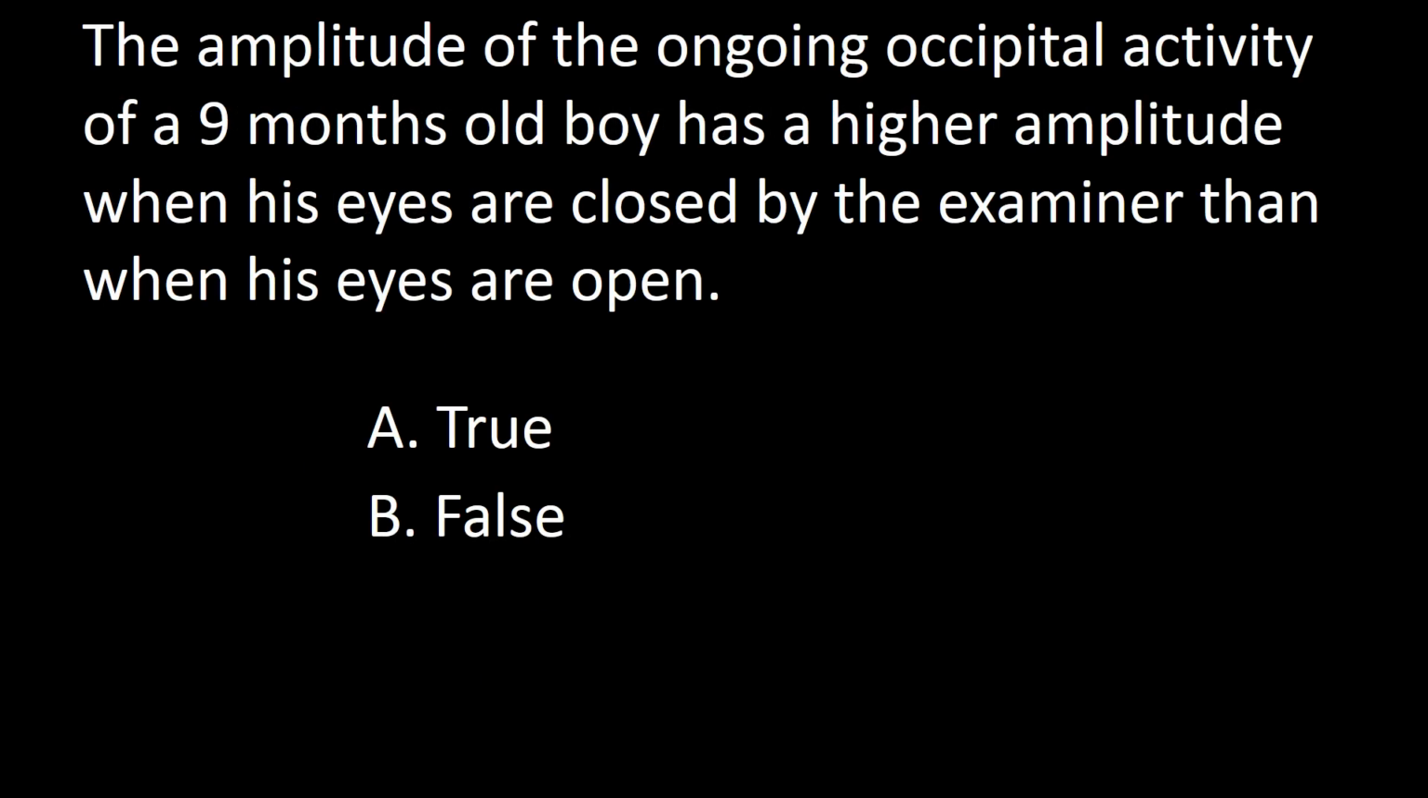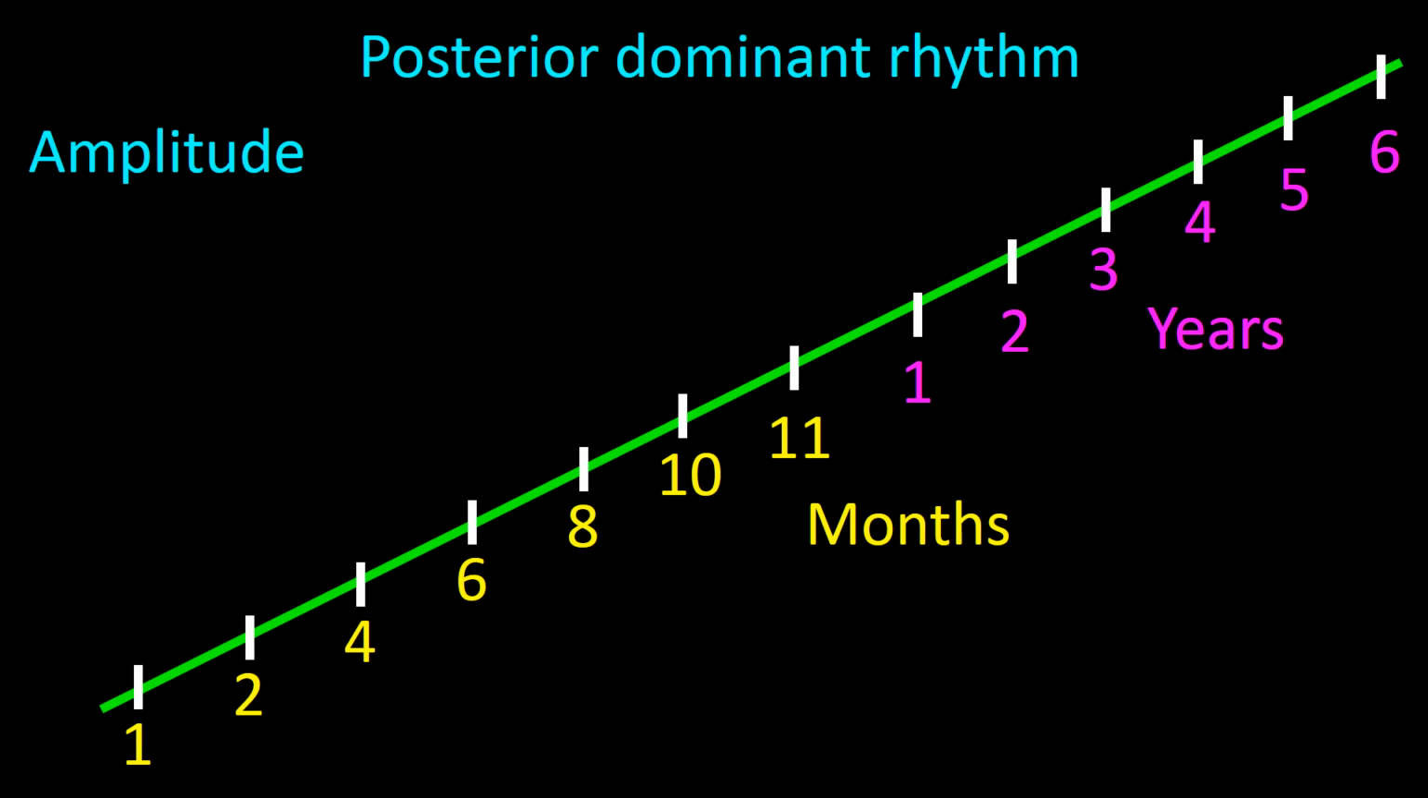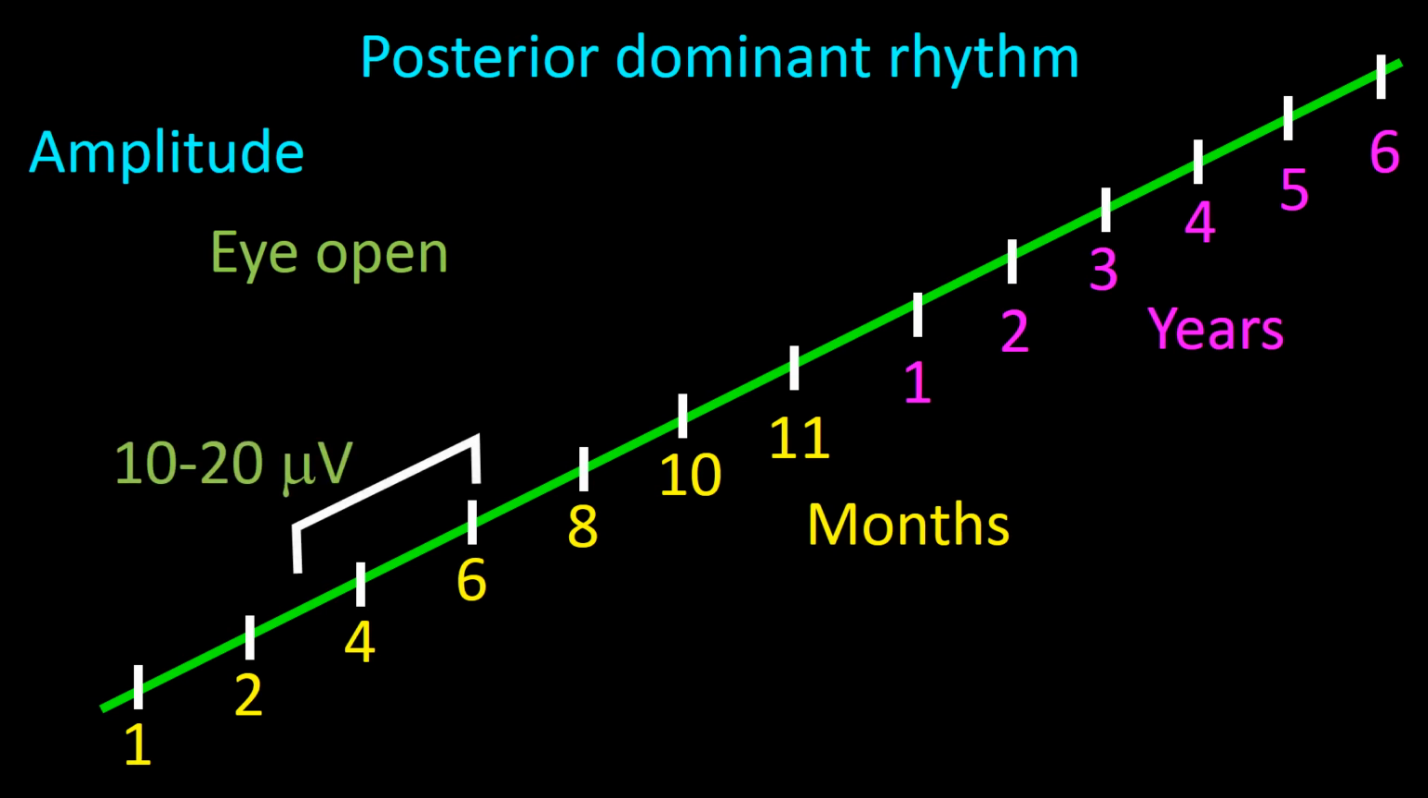Next question. The amplitude of the ongoing occipital activity of a 9-month-old boy has a higher amplitude when his eyes are closed by the examiner than when his eyes are open. A, true; B, false. The amplitude of the occipital lobe rhythm is less important than its frequency. Nevertheless, it has some characteristics worth mentioning. With eyes open, the occipital activity at 3 to 6 months of age usually ranges from 10 to 20 microvolts, and from 7 months to 12 months it doubles.